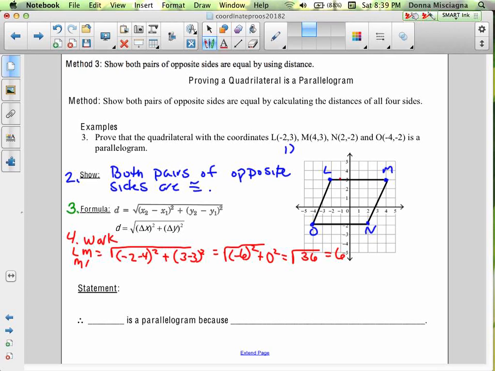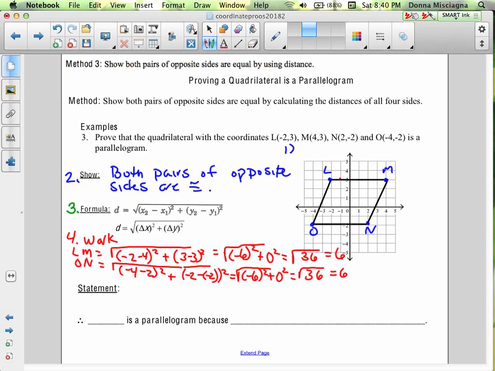And then let's find the opposite side. So let's find ON. All right, difference in the x's, -4, and N is 2. There it is, sorry. -4 minus 2 squared plus -2 minus a -2, which is really -2 plus 2. So that's going to be the square root of -6 squared plus 0 squared. Well, that's positive 36, and the square root of 36 is 6.